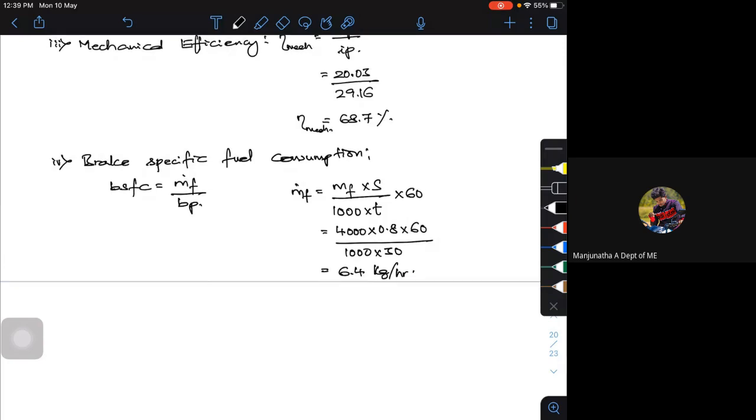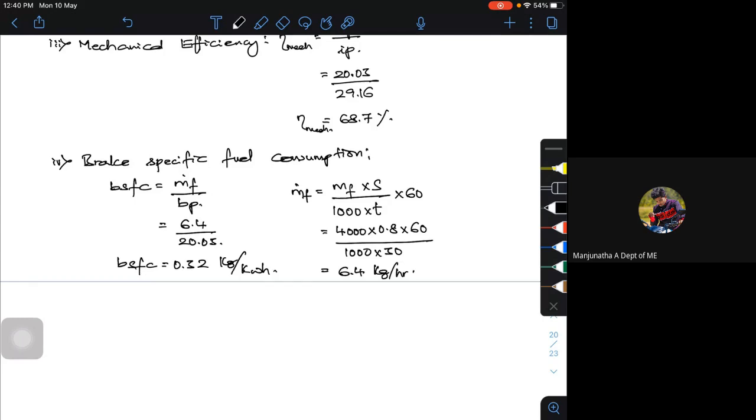So directly if I substitute here, it is 6.4 divided by 20.03. So I am getting around 0.32, 319 or something. So 6.4 divided by 20.03 is 0.3195. So I will just put it as 0.32 kg per kilowatt hour. So this is your brake specific fuel consumption. So what else do you have to find next? The thermal efficiency and heat taken away by the cooling water.